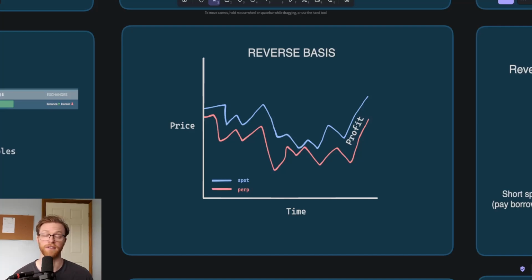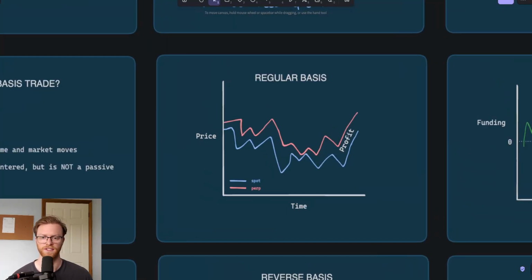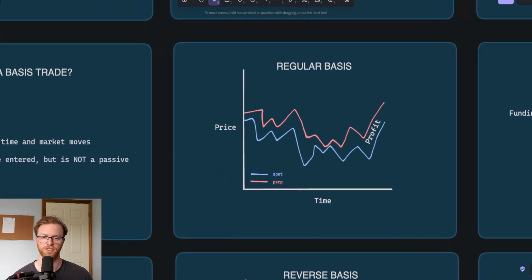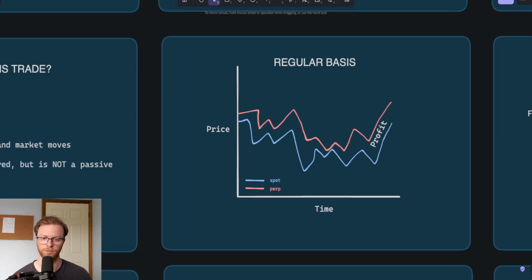So just to visualize the reverse basis trade, we've got the spot trading above the perp, and our profit is that funding that lies between each of those, and that translates to the funding rate, which we're taking advantage of. And the same can be said for a regular basis, except it's just the inverse. So we've got the perp trading above the spot, and our profit is the difference between the two contracts, which we're acting on the market to bring back in line. And that's what the market is incentivizing us to do with the funding rate. That's why it exists in the first place.